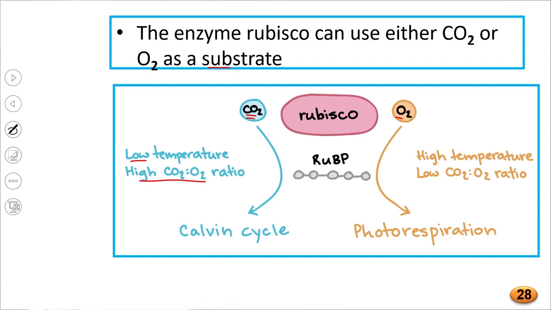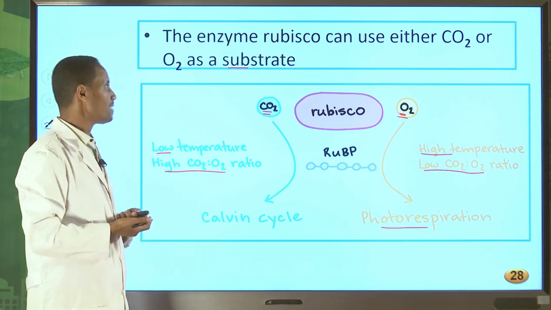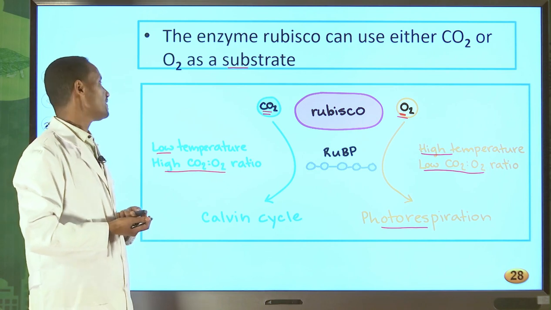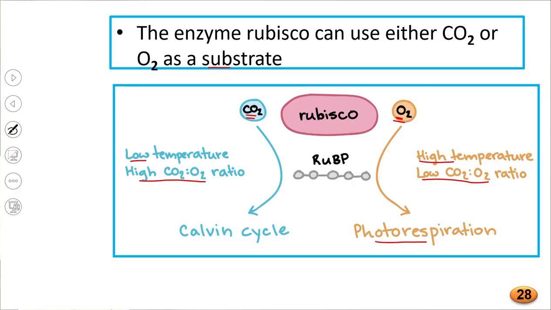But when there is high temperature and a low carbon dioxide to oxygen ratio, Rubisco fixes oxygen, and the process enters into photorespiration, because Rubisco has the affinity to fix both carbon dioxide and oxygen. It fixes carbon dioxide when there is low temperature and a high carbon dioxide to oxygen ratio, and it fixes oxygen when temperature is high and the carbon dioxide to oxygen ratio is low.